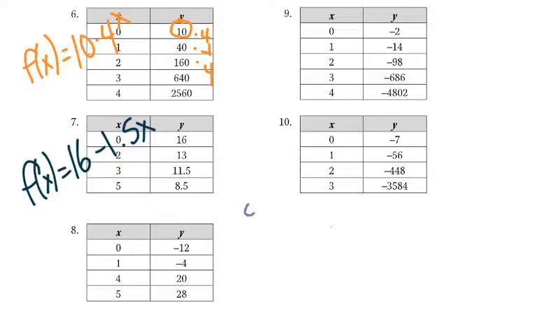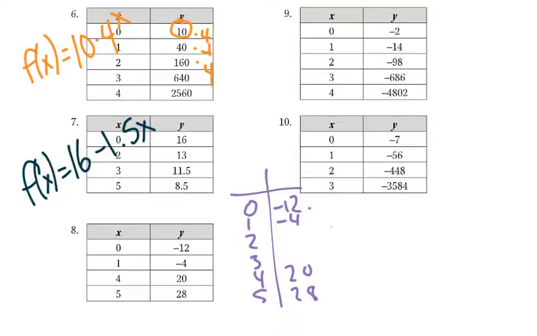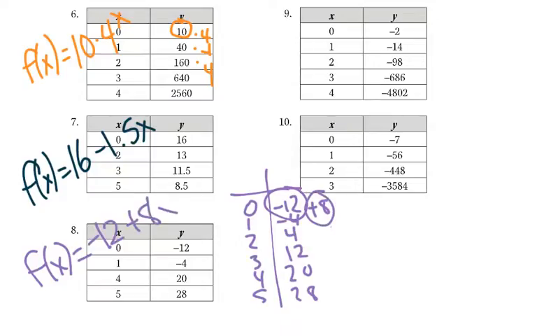Same with this one. So 0, 1, 2, 3, 4, 5. So negative 12, negative 4, 20, 28. So it looks like we're adding 8. So that'd be positive 4. That would be 12, yeah. Start number, so f of x equals negative 12 plus 8, it's linear, times x.